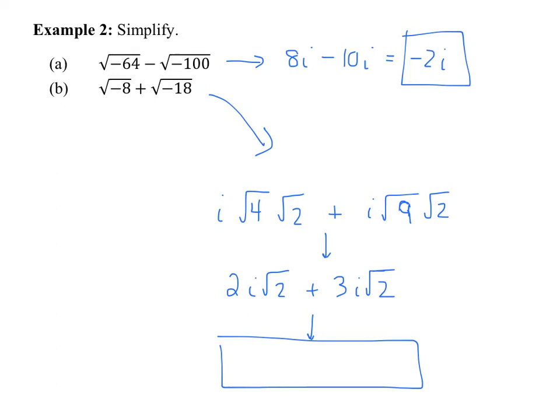8 is 4 and 2, 18 is 9 and 2, 4 is 2, 9 is 3. How do I add these two together at the end now? It looks more complicated than it is. Think about the same rules we know. Just add 2 and 3, you get 5i, radical 2. Very good, Ben. Square root 2, radical 2. Same thing. Okay, 5i, radical 2.